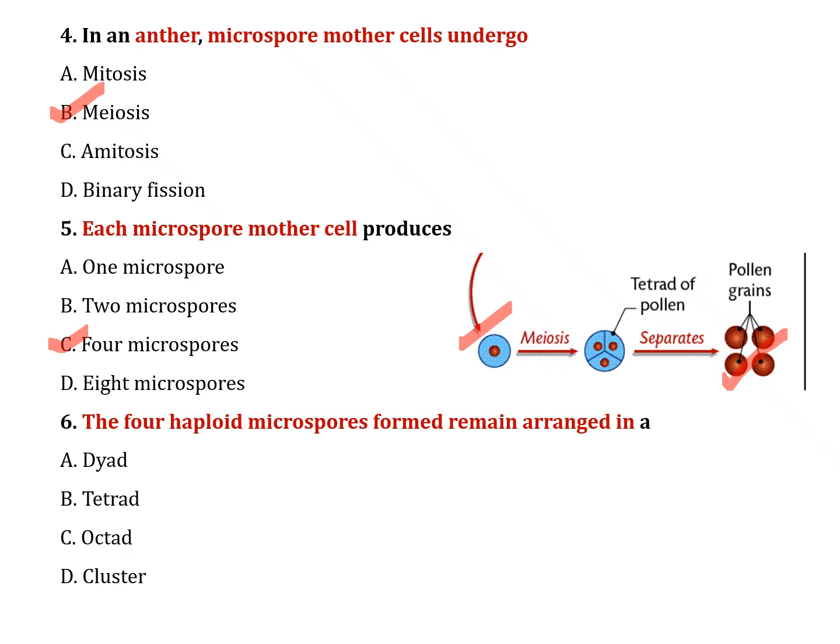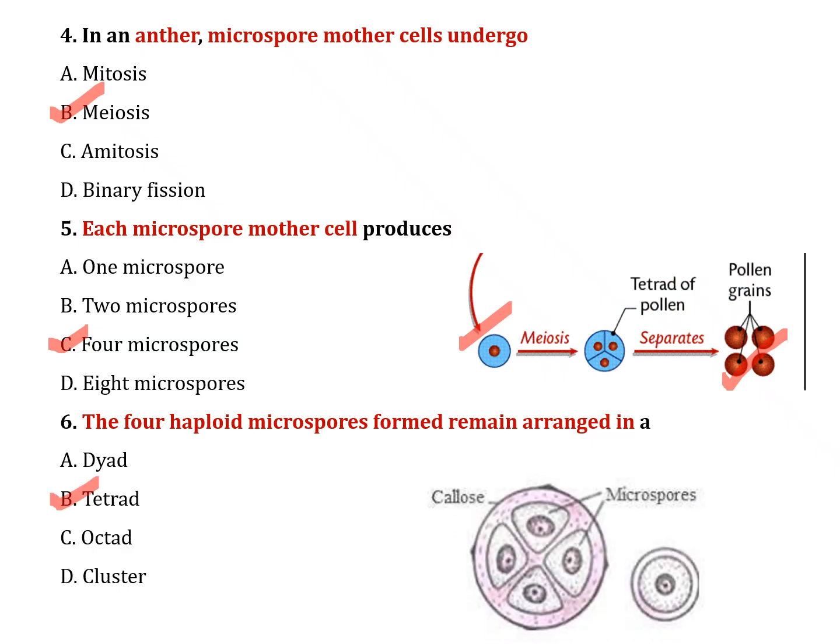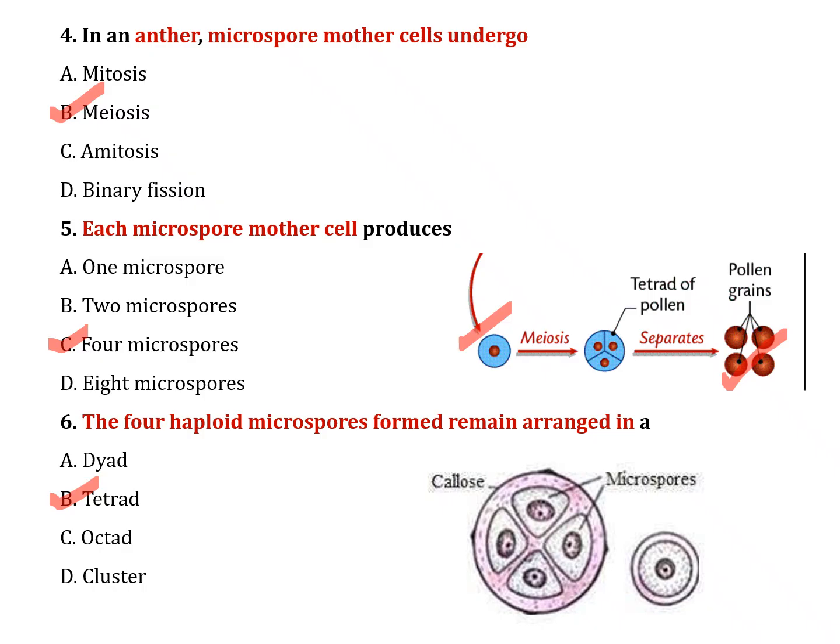The next question number 6. The 4 haploid microspores formed remain arranged in a option A dyad, option B tetrad, option C octad, option D cluster. Correct answer is option B tetrad. This is a tetrad microspore which contain 4 microspore. This is 1, this is 2, this is 3, and this is 4, which are covered by callose wall.